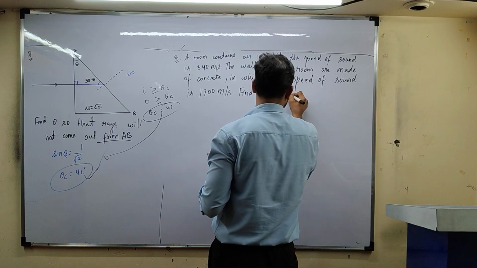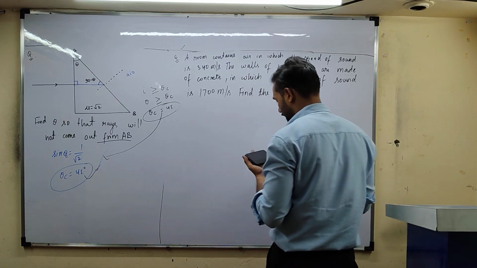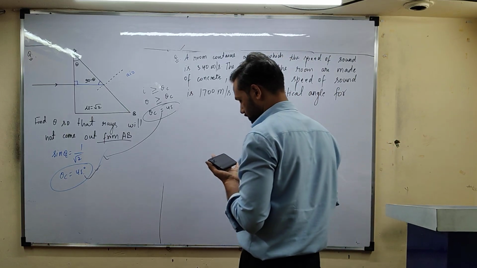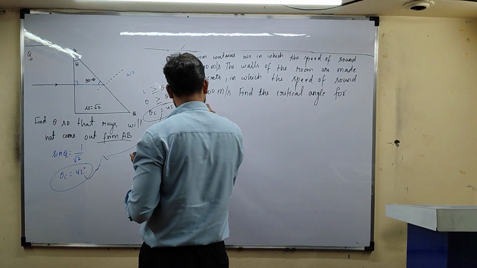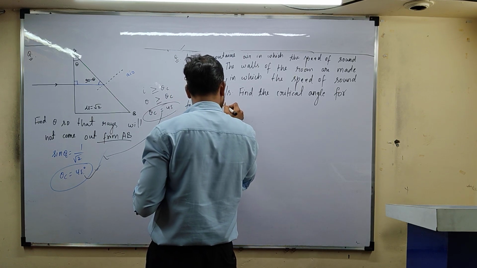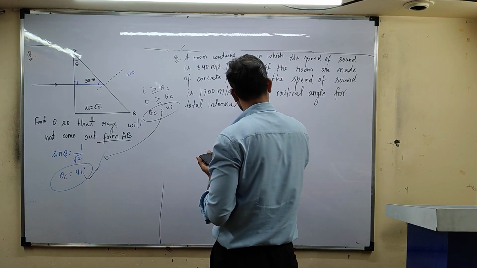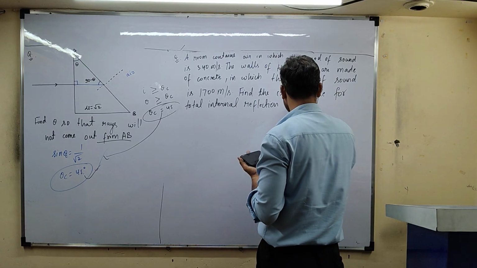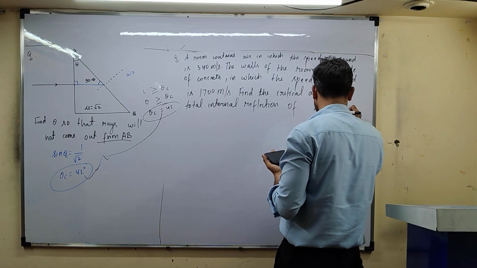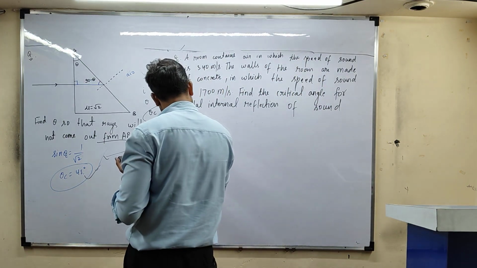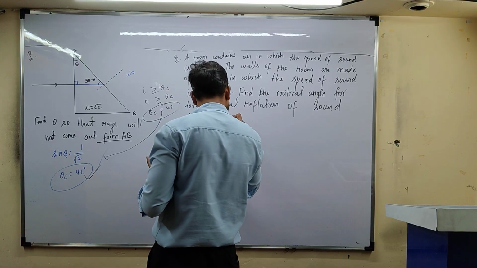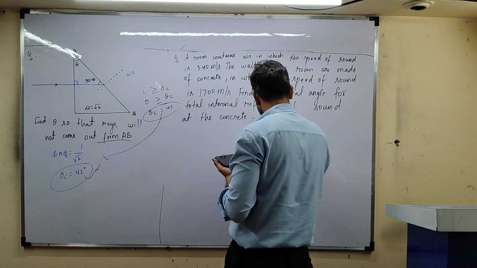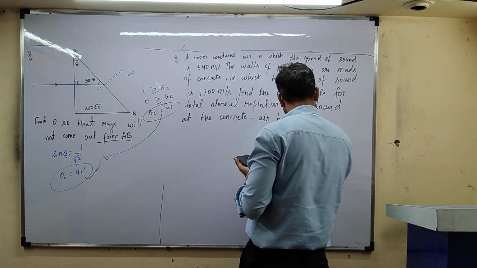Find the critical angle for total internal reflection of sound at the concrete air boundary.